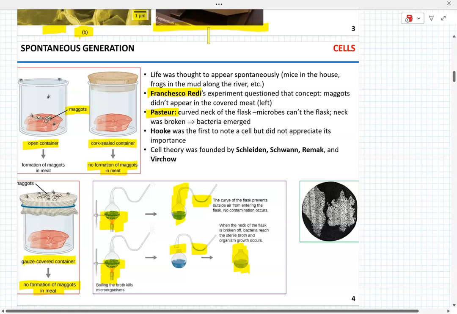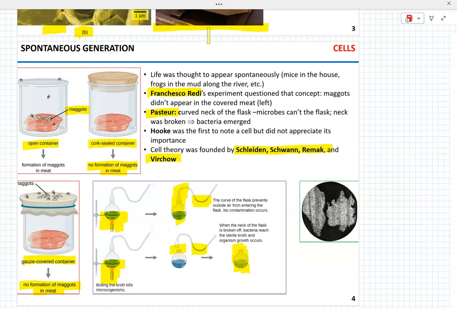On one of the flasks, the neck was broken, and this flask quickly demonstrated bacterial and fungal growth, unlike the one that remained sealed. After that, German scientists Schleiden, Schwann, Remak, and Virchow suggested the cell theory, proposing that cells only come from other cells, and when a cell divides, it produces 2 identical daughter cells. It was before meiosis was discovered.